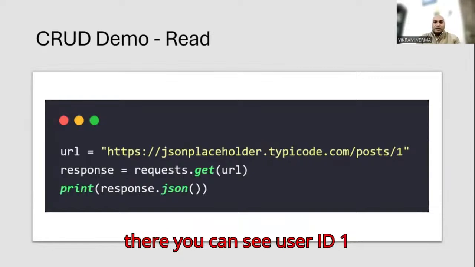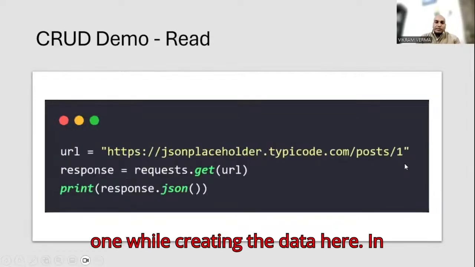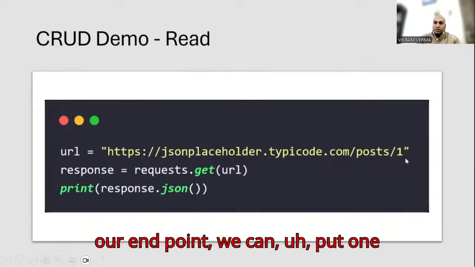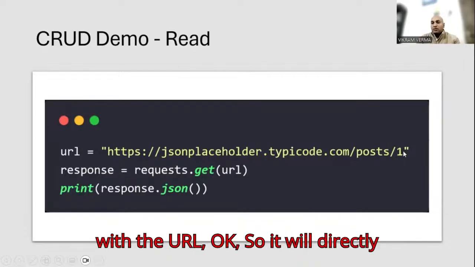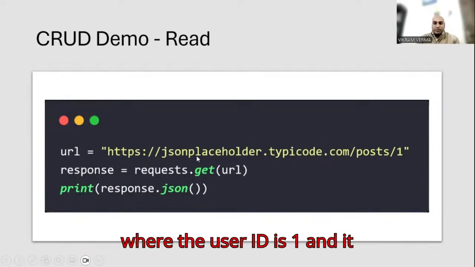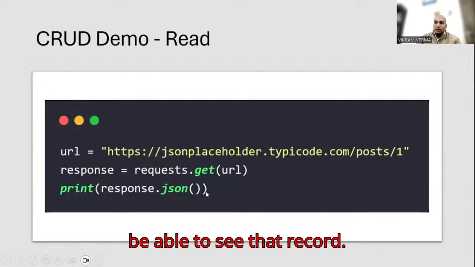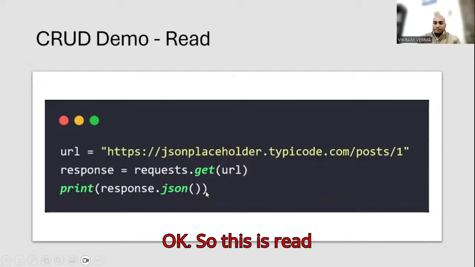After creating the data, if you want to read it, there you can see user ID 1. We set user ID 1 while creating the data. In our endpoint, we can put 1 with the URL. It will directly reach that particular endpoint where the ID is 1, get that particular data, and we'll be able to see that record. So this is the read operation.